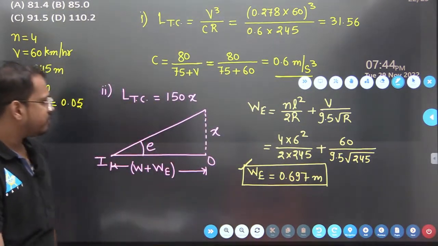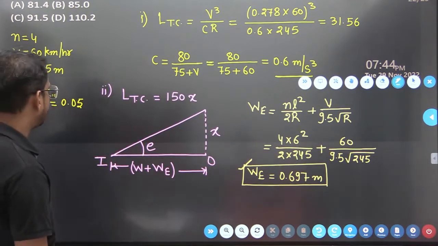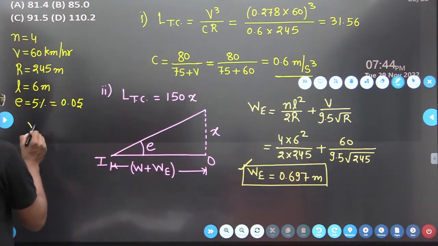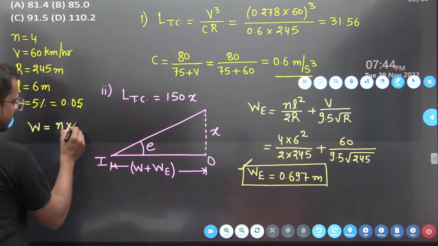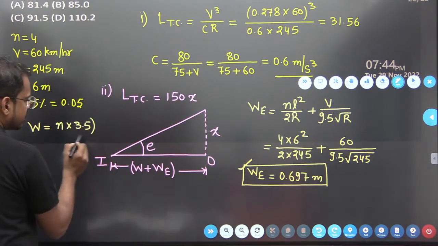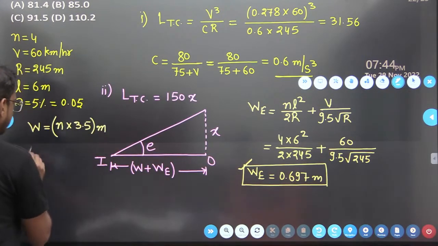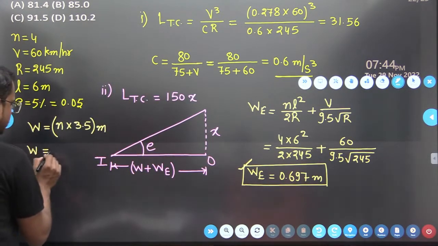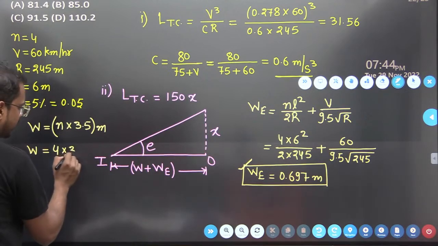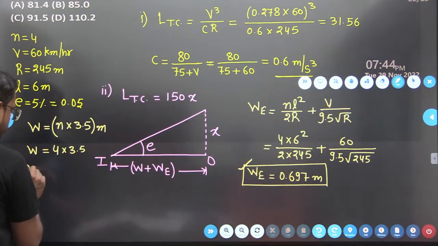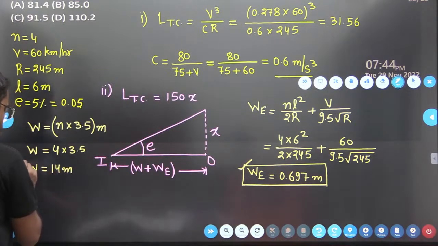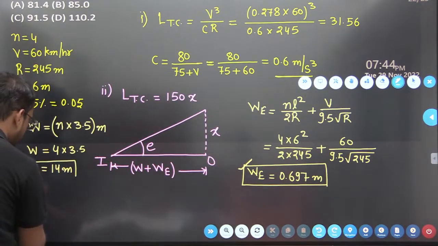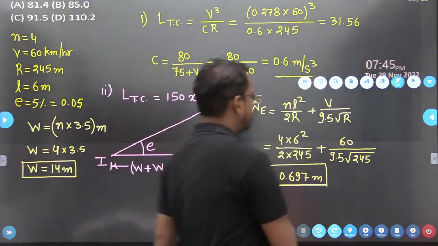So, if it is the value of extra widening, then what is the width of road? We already know that for multiple number of lanes, the width of road is N multiplied by 3.5 meter. This is the formula. What is the number of lanes? It is 4 multiplied by 3.5. So, the width of road is 14 meter. So this is the width of road and this is our extra widening.